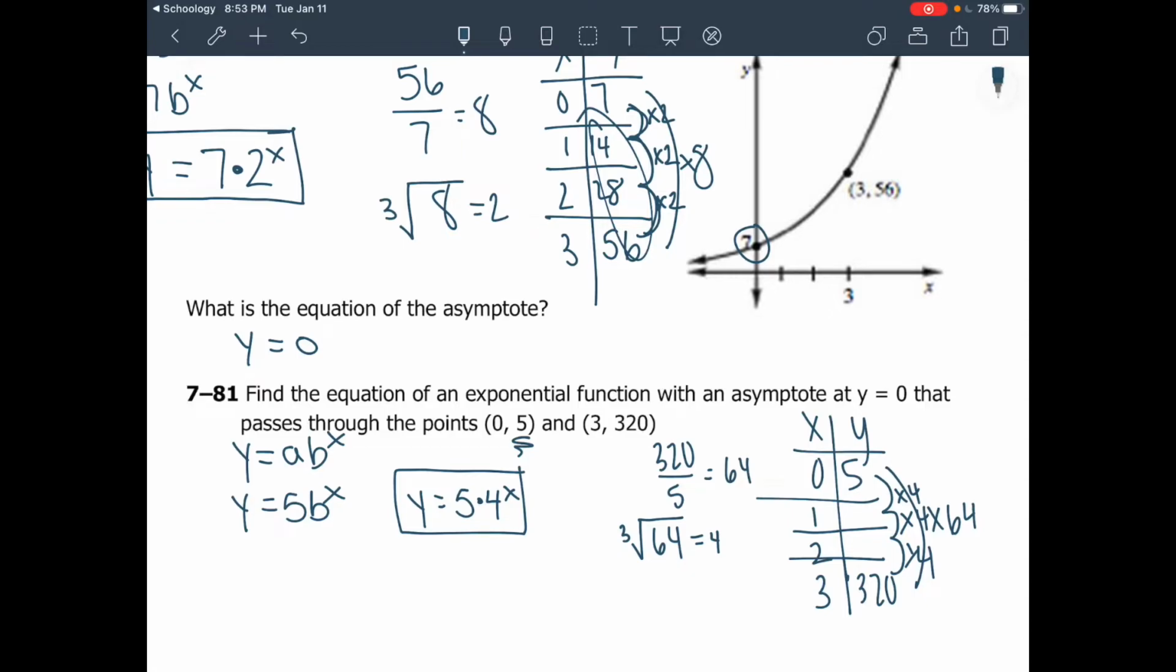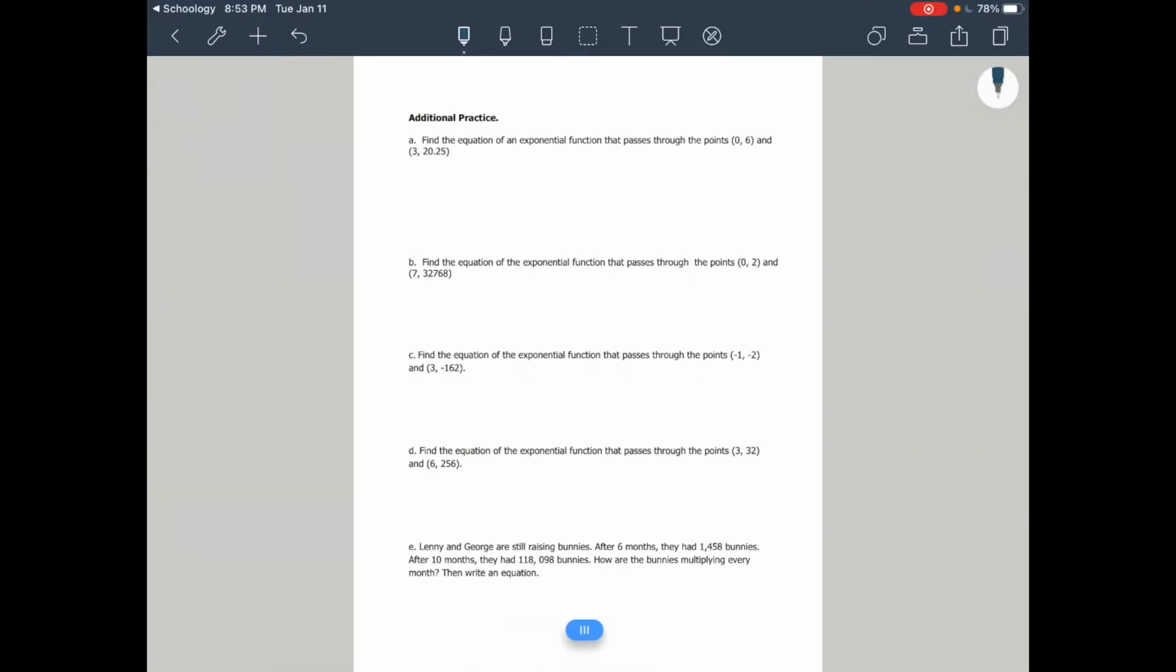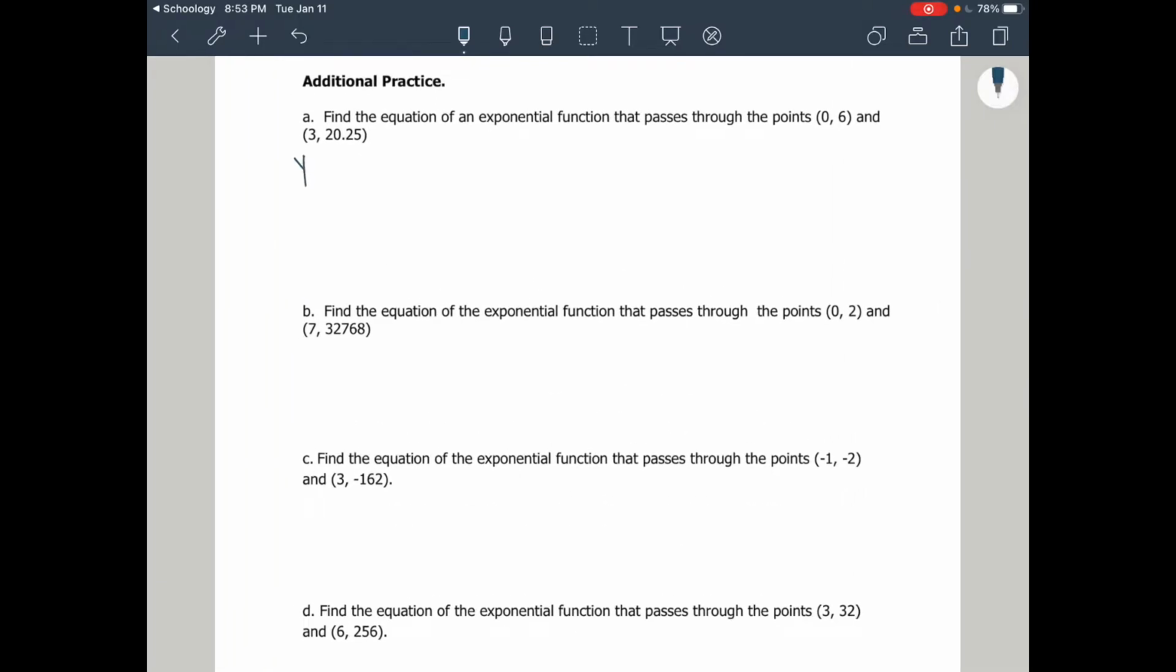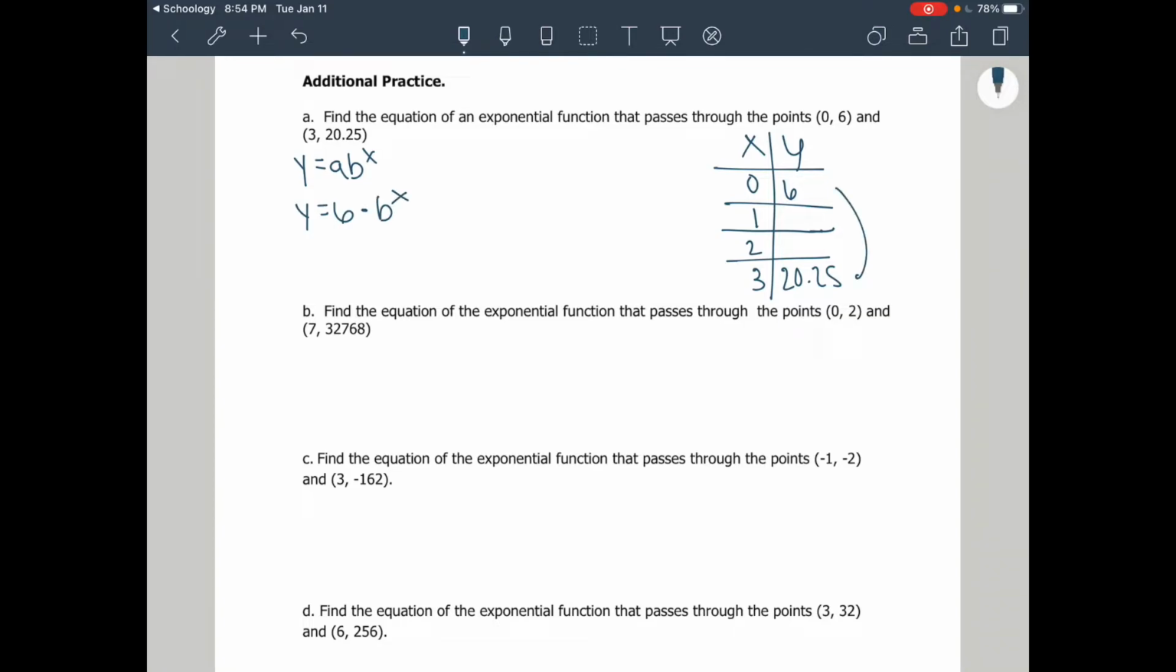So then some more practice with this. A, it says find the equation. So y equals a times b to the x power. I'm going to pop my table in here. 0, 6, 1, nothing given, 2, nothing given, 3, 20.25. I think the visual helps with figuring out how many hops you have. So I already know my starting value is 6, and then times b to the x. So I'm going to divide 20.25 divided by 6.